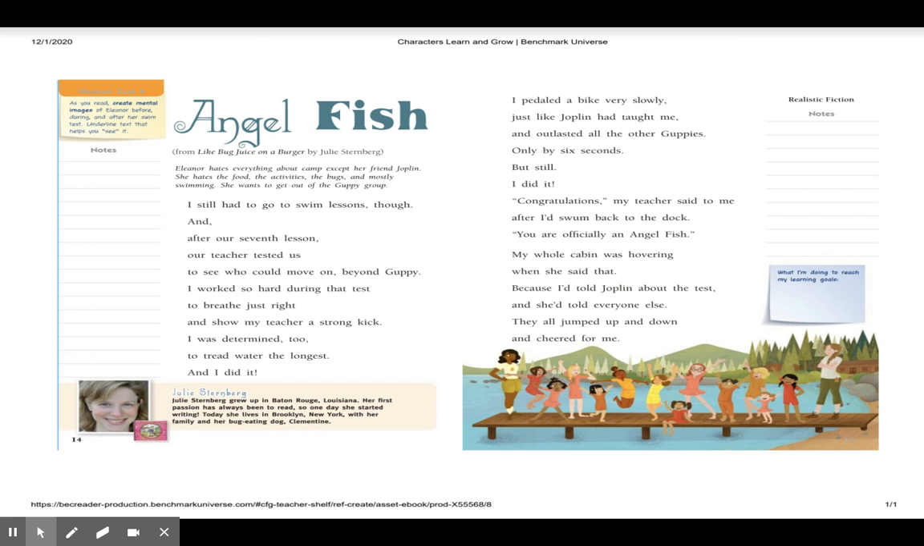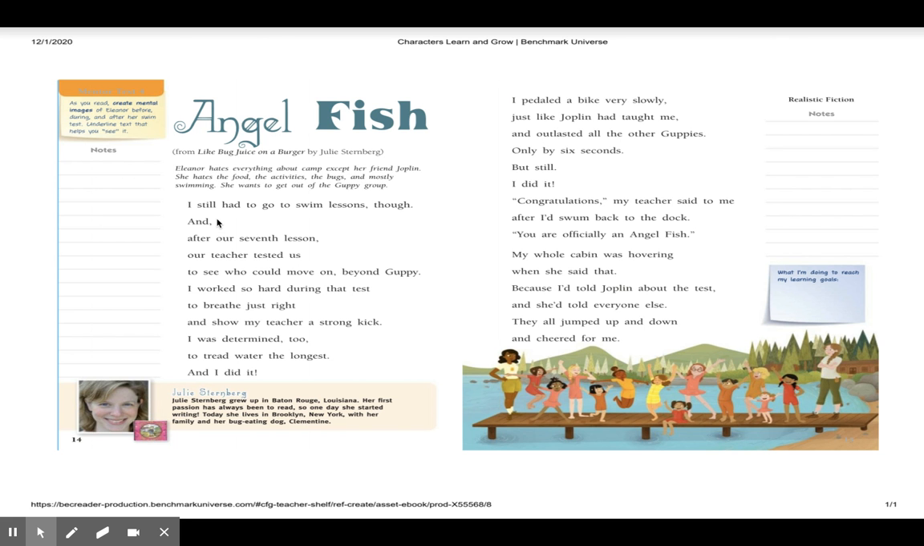This story is taken from a book about a girl named Eleanor who hates almost everything about her summer camp. Her friend Joplin wants her to like camp more, and she has coached her for her swimming test. Let's see how it goes. The title is Angelfish. And the introduction says Eleanor hates everything about camp except her friend Joplin. She hates the food, the activities, the bugs, and mostly swimming. She wants to get out of the guppy group.